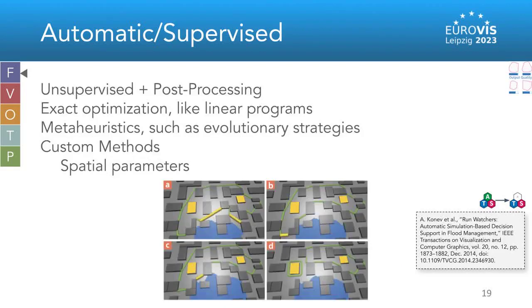Looking at supervised approaches that incorporate some objective of the output, we find as the most simple approach unsupervised sampling and post-processing to prune too similar or bad parameter settings. In addition, a wide range of optimization strategies was employed. Maybe most interesting are custom methods, which were most common with spatial parameters.